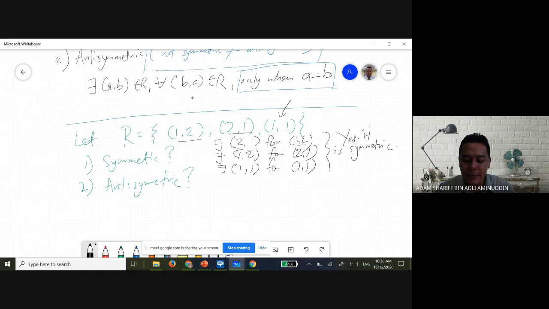For each element, saya bagi tahu. For 2, 1, 1, 2 ada. For 1, 2, 2, 1 ada. For 1, 1, 1, 1 ada. Because 1, 1, when we try to inverse it, it will be 1, 1.